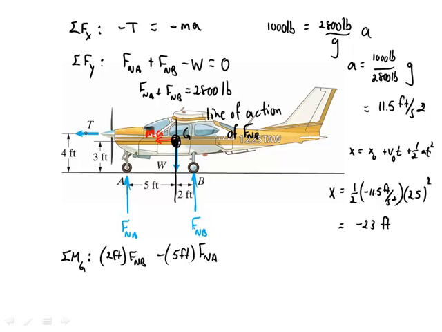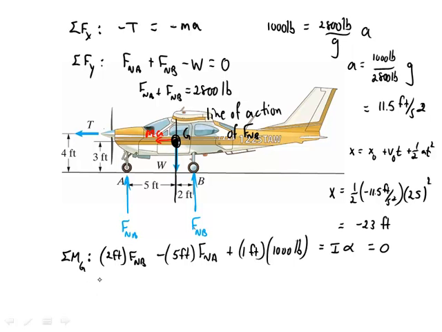And finally, here's T, line of action for T. T is 4 feet above the ground, G is 3 feet above the ground, so the line of action must be 1 foot. T wants to rotate it in a counterclockwise direction, so it's a positive moment, 1 foot, and that's 1,000 pounds. Okay, and all of this is going to equal I times alpha, the moment of inertia times alpha. But the plane is not rotating, so I really don't need to worry about that. So I alpha is going to be equal to 0.